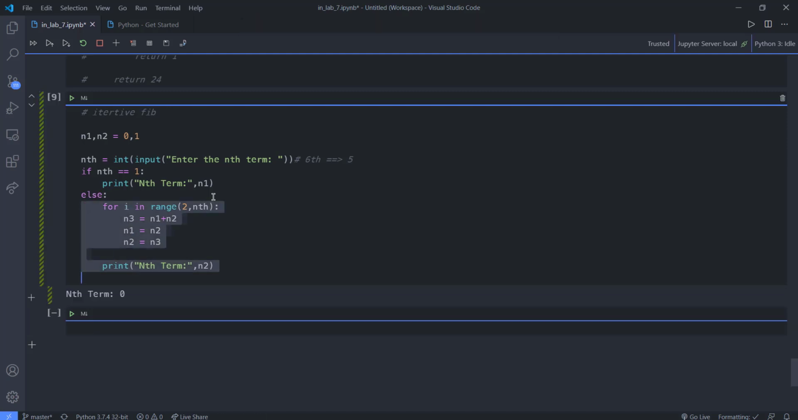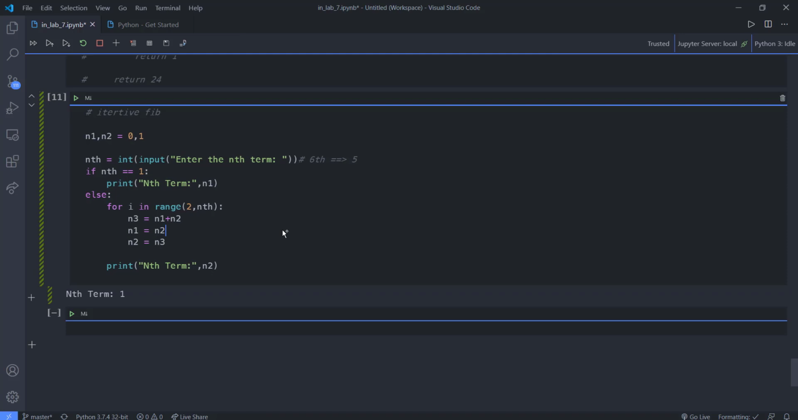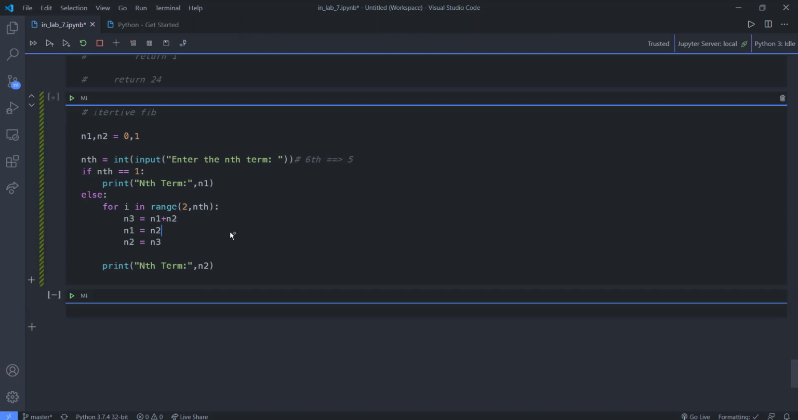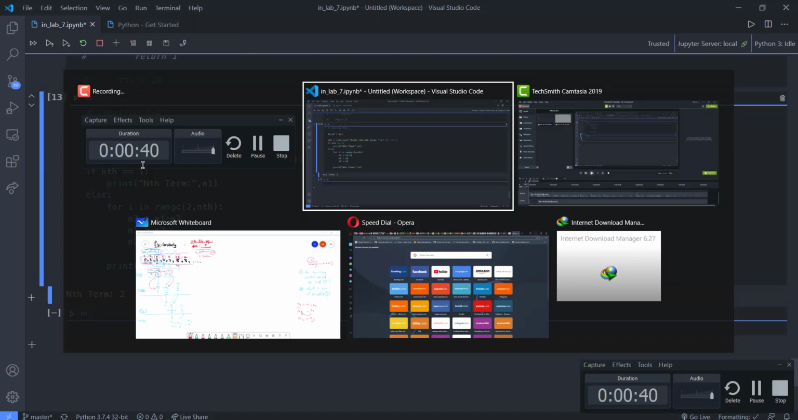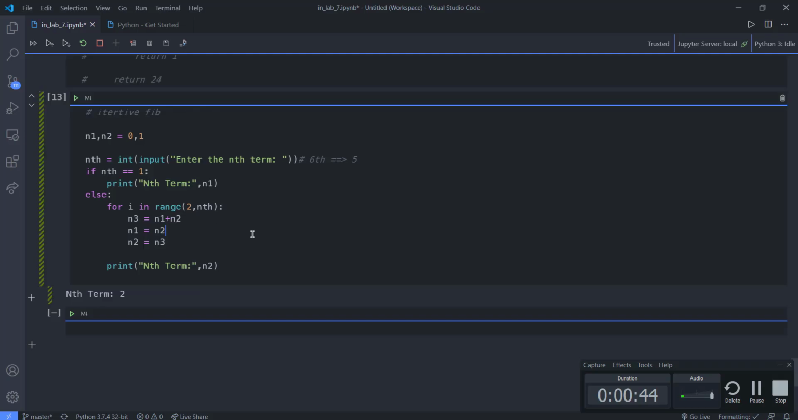So if I'm wanting the first term, that's fine. The next term is working. The third term is working. The fourth term here was 2. That's correct, right? And so on, right?